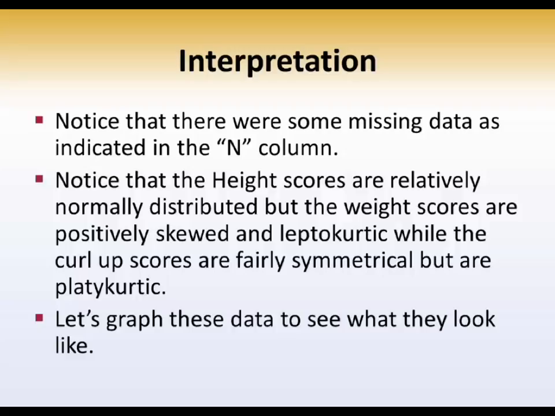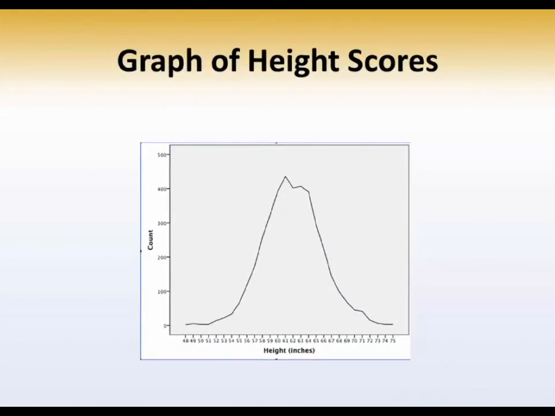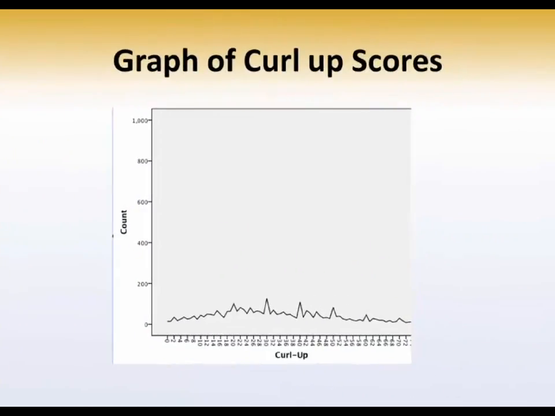So let's graph some of these characteristics and see what they look like. Here's the SPSS graph for height. Notice it's fairly normally distributed. Next, we'll have the graph for weight, and you'll notice that the tail of this curve goes off to the right, so we would call this a positive skew. This corresponds with the number that we saw on the previous slide. And then the last one is a graph of the curl-up scores, and notice how flat the curl-up scores are. It does seem to be symmetrical, but it's platykurtic.